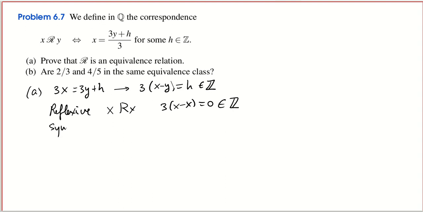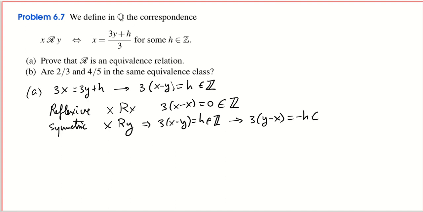Then it's also symmetric because if x is related to y, that means that 3 times (x minus y) is equal to h, which is an integer. But then that also means that if we multiply this by -1, we have 3 times (y minus x) equal to -h. But -h is also an integer. So it turns out that the difference y minus x multiplied by 3 is also another integer, which means that y is related to x. So it's symmetric. And finally, transitive.